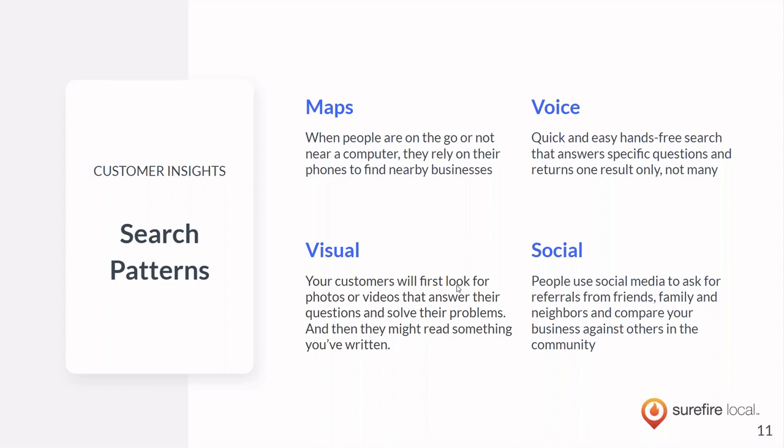Visual and voice. So let's go to visual. Visual, to me, is all just about making sure you're adding plenty of content to your online profiles, like your Google business profile and your website. Pictures and videos being a primary form of that content show people who you are, who your business is, and show your products and services in action, if you will. Your customers will first look for photos and videos that answer their questions and solve their problems. So they're looking for information.